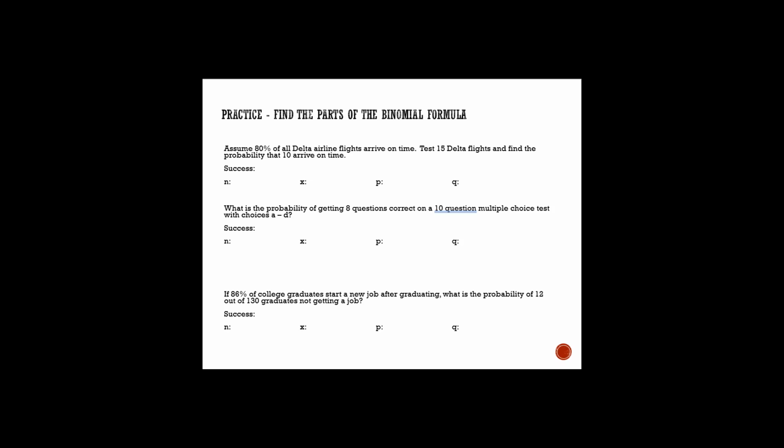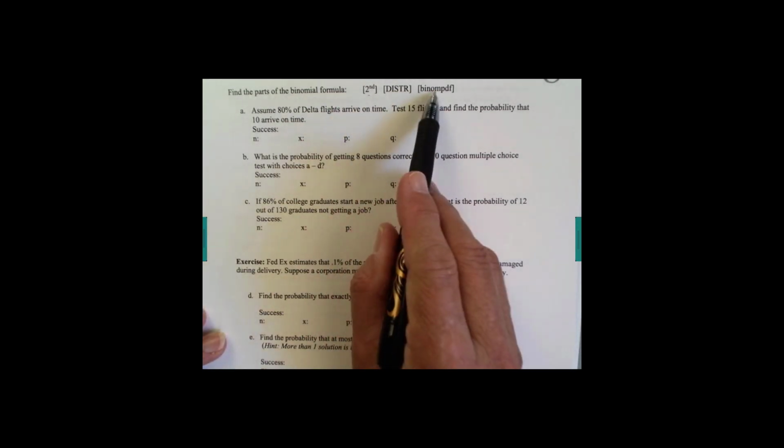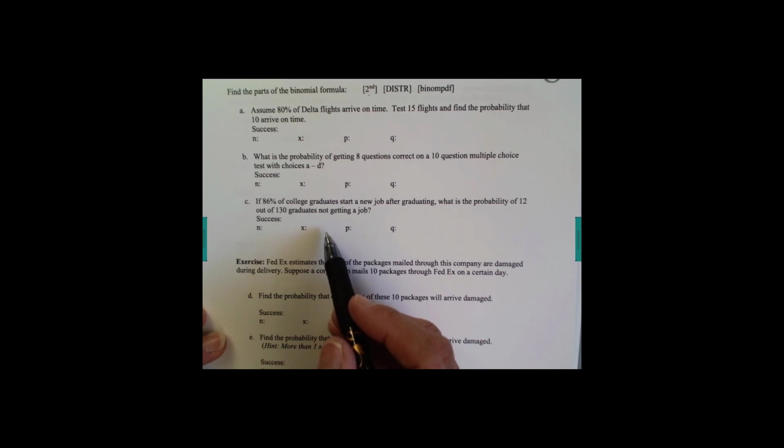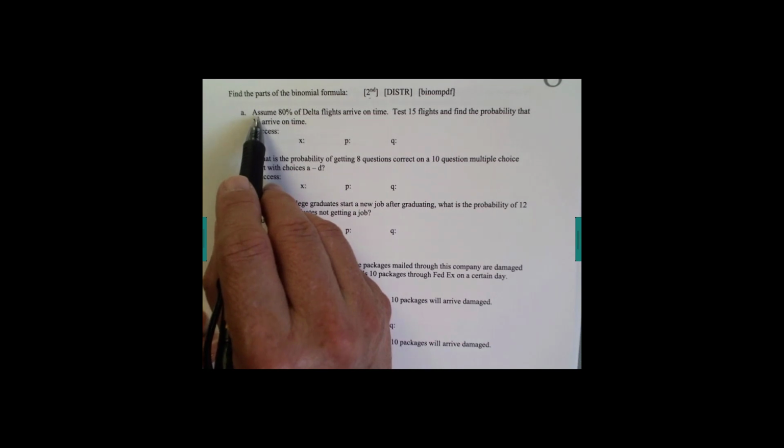So I want you to take page 8, and I want you to practice finding the parts of the binomial formula. You're going to want to find n, x, p, and q, and write those down. And then we're going to practice putting the pieces into the formula and coming up with your answers. I'm going to walk through these with you since it can be a little bit confusing, but I also want to note that I've put some instructions for using the binomial function in the calculator, and we'll go through those in just a minute.